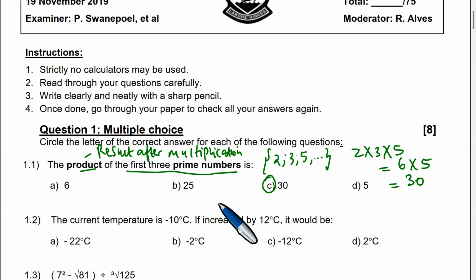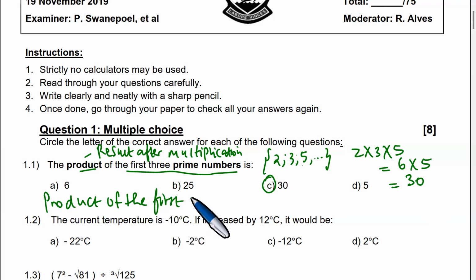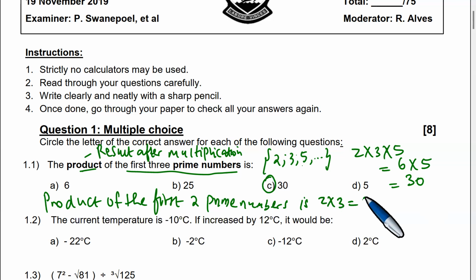What is the product of the first two prime numbers, Lindsay? The product of the first two prime numbers is 6. So you'd say the product of the first two prime numbers is 2 by 3, which is 6.